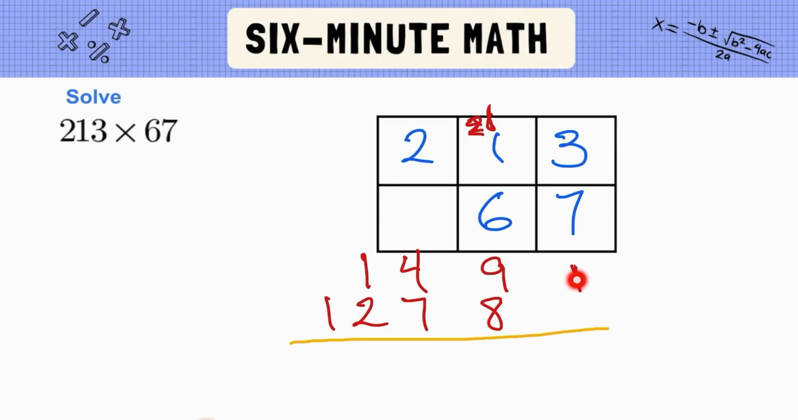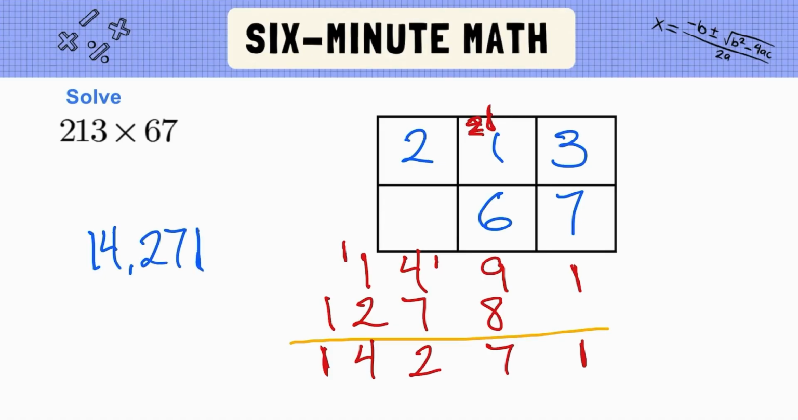I add those up. We have our 1. 8 plus 9 is 17. So we drop our 7, carry a 1. 7 plus 4 is 11, plus the 1 is 12. Drop our 2, carry a 1. And then 2 plus 1 is 4. And then I have a single 1 in the 10,000s position, giving me a final answer here of 14,271.